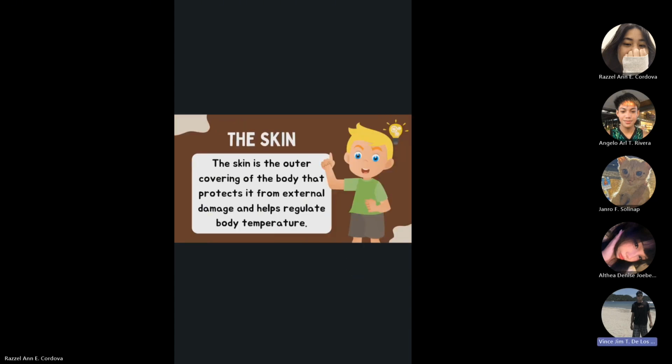The skin is the outer covering of our body. It protects us from external damage like germs, sunlight, and temperature changes. It also helps regulate body temperature and prevent dehydration.